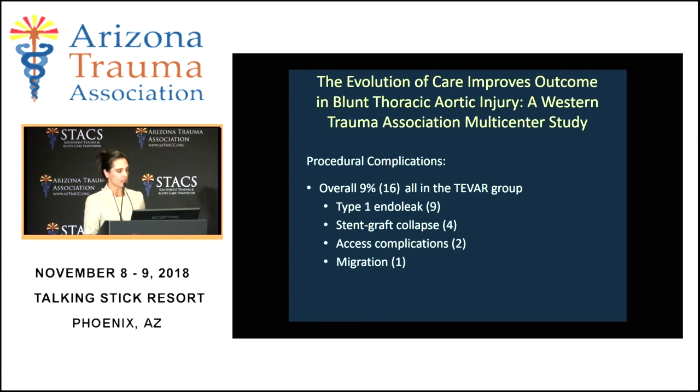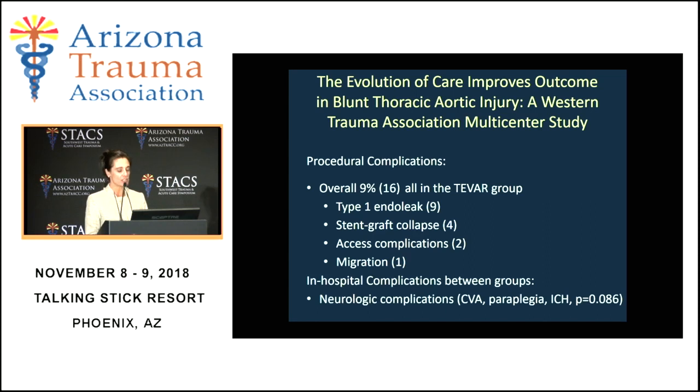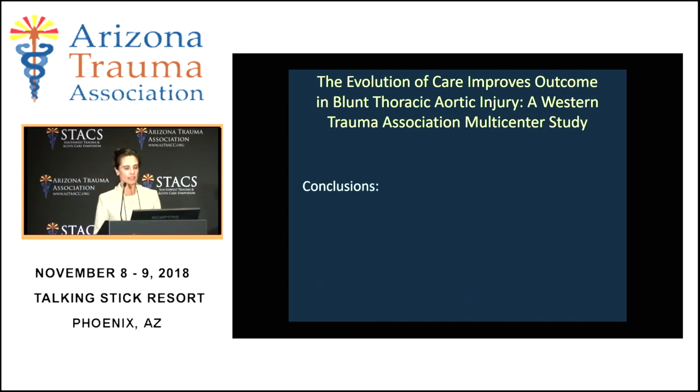The actual procedural complications were overall about 9% in the TEVAR group. There were 9 type 1 endoleaks. Those are fairly significant. That's when blood flows around the top of the graft and gets into other vessels. The stent graft can collapse. That's also significant because that prevents blood flow antegrade where it's supposed to go. Access complications and migration. Neurologic complications, again, just like the WTA studies, were significantly less.